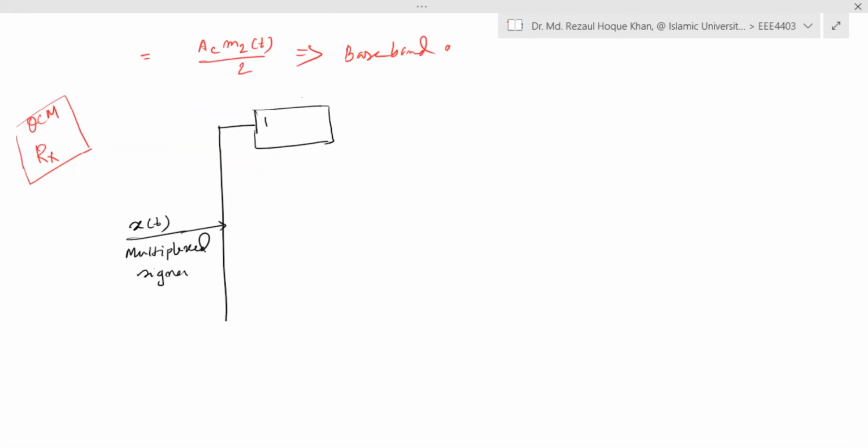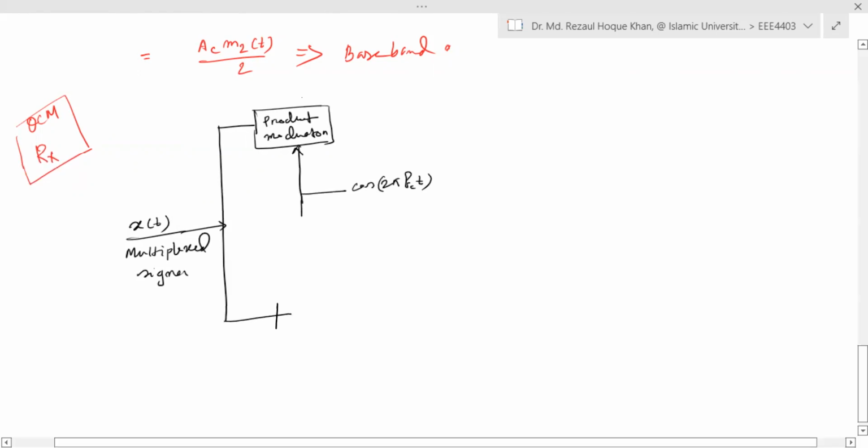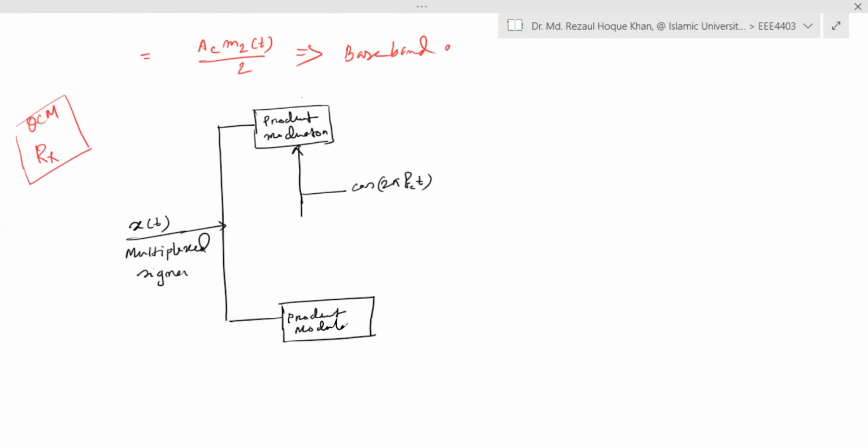For example, the first one, the in-phase branch, is modulated by cos 2 pi fct, and the other portion is product modulated by the sine, which is obtained by 90-degree phase shifting.